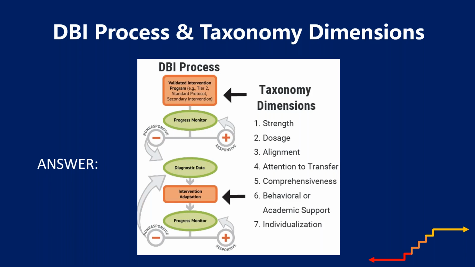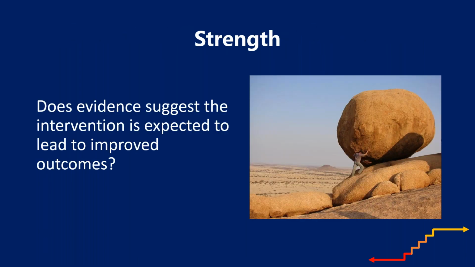So let's first examine strength. Academically and behaviorally, strength translates to how well the program works for students. So how do we know if it's working or not? Well, NCII and actually What Works Clearinghouse, they've done the hard work for you. They have validated these resources to validate which programs are effective and evidence-based and which are not. So just ask, is your intervention expected to lead to improved outcomes?